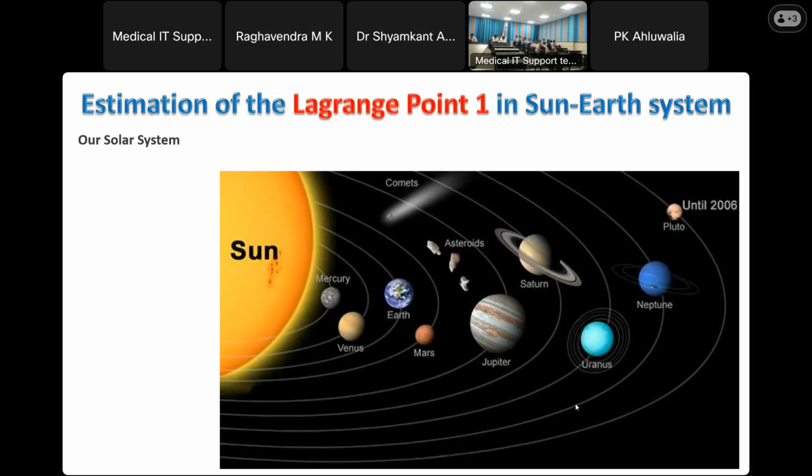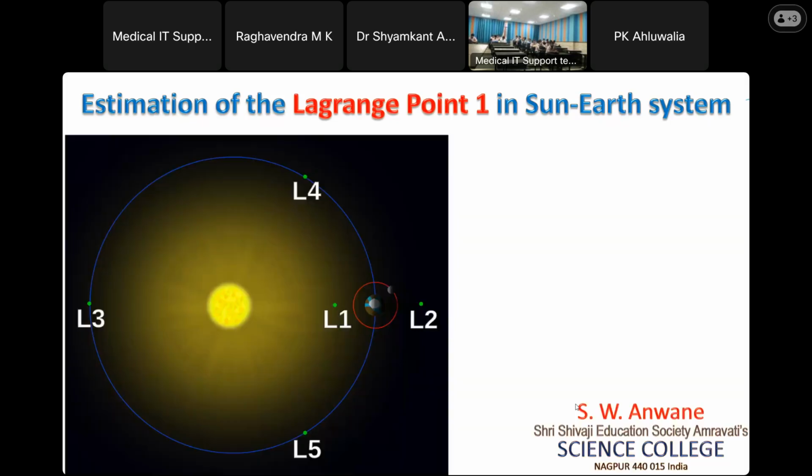There are three collinear Lagrange points. I think in this slide you can see the three Lagrange points. L1, L2, and L3 are collinear and were discovered by the Swiss mathematician Euler in 1750. A decade before, the Italian-born Lagrange discovered the remaining ones.